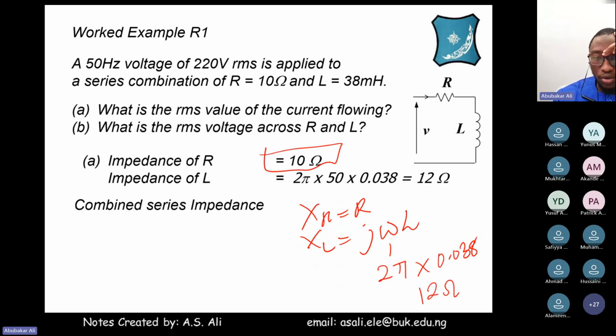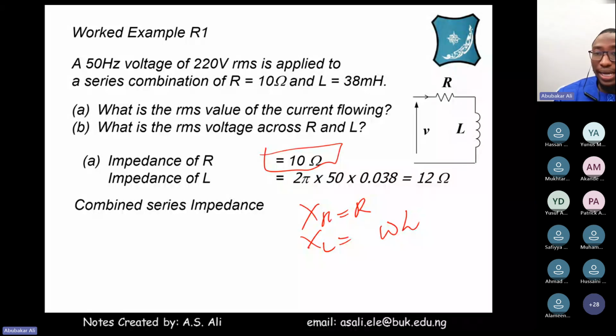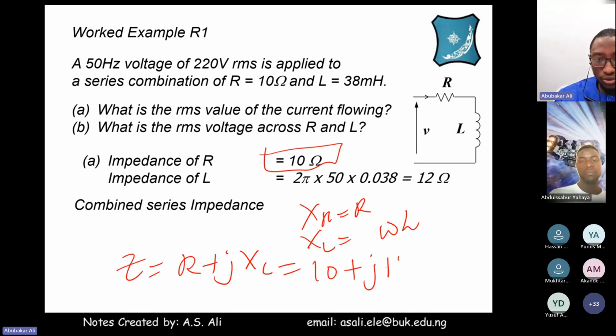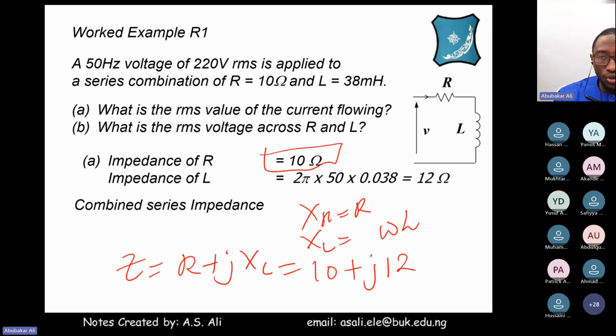Okay, so if we are combining them, we know XL. For example, XL is omega L. So the combination is the summation. Since they are in series, if you have resistors in series or impedances in series, what do you do? You sum them up, right? So the combined impedance Z is going to be R plus jXL. And R is 10 plus j, what is L, is what? XL is 12, okay? So this gives you the combination.